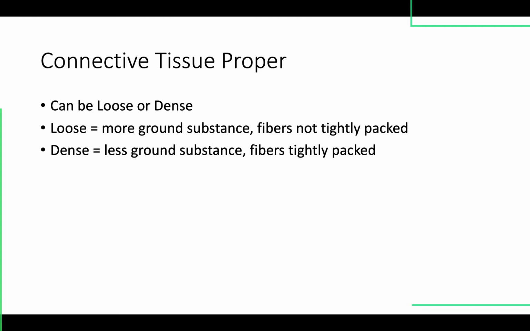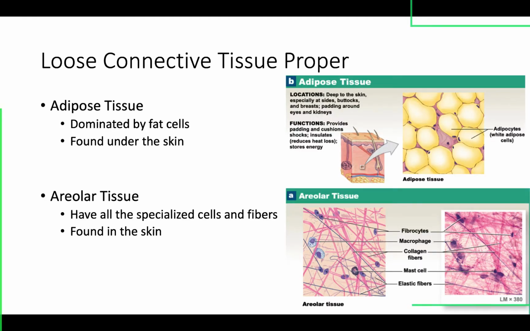Connective tissue proper can be loose or dense. If it's loose, that means there's more ground substance and fewer fibers, and the fibers are not tightly packed together. If it's dense, that means there's less ground substance and the fibers are tightly packed together. So let's look here. What do we have? This is loose connective tissue. The two that you have to know for lab and lecture are adipose tissue and areolar tissue.